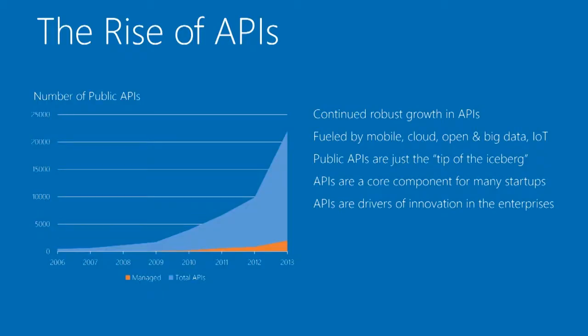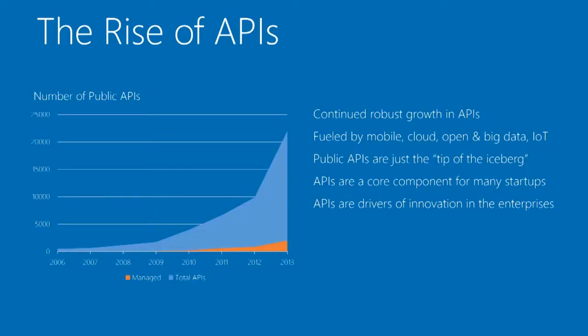So, the rise of APIs. We're seeing continued growth in APIs. It's generally fueled by mobility, Internet of Things, big data, and the cloud. You'll often hear the term, public APIs are the tip of the iceberg. The reason for that is you've got the tip that's surfacing above the water, and then you've got this massive mass underneath the water. I think that represents just how many more millions of APIs are buried within the enterprise and are used in a private fashion. APIs are also the core component for many startups.